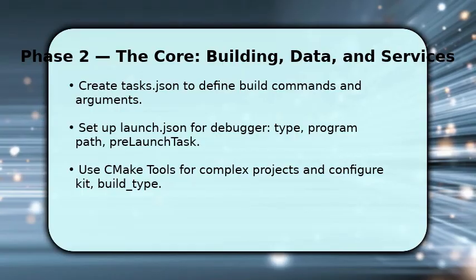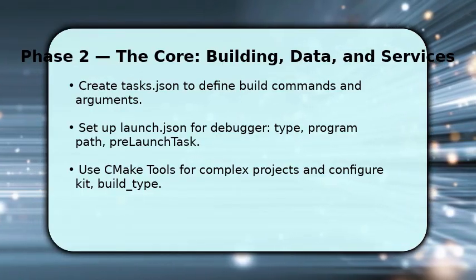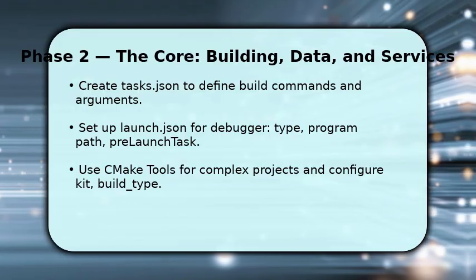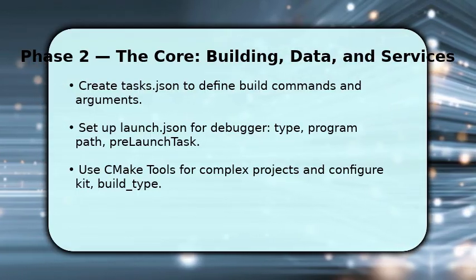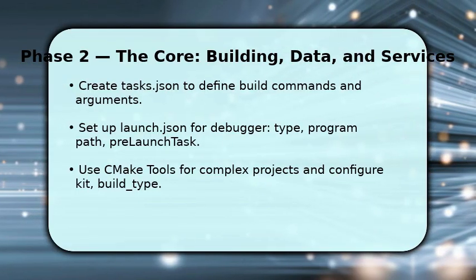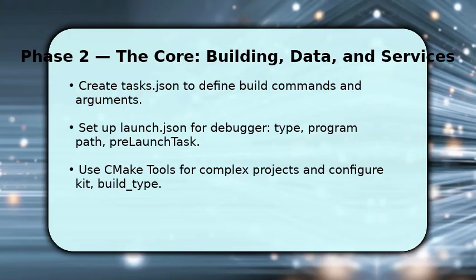Next, you configure how code is built and debugged. Create a tasks.json to run G++ with your flags, then add a launch.json so the debugger knows the executable path and any pre-launch task to compile first. Once configured, use breakpoints, step over and step into, and inspect variables in the debug panel.